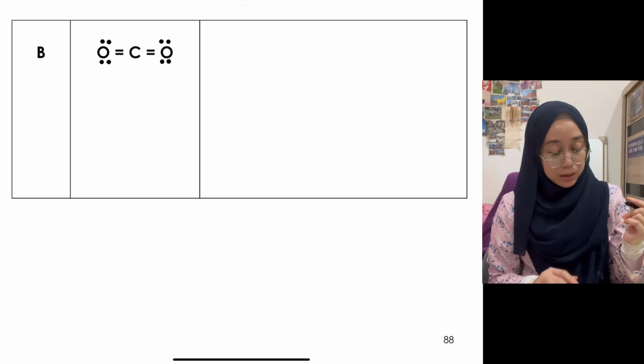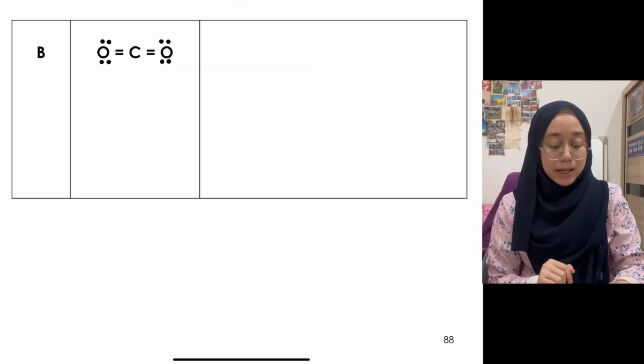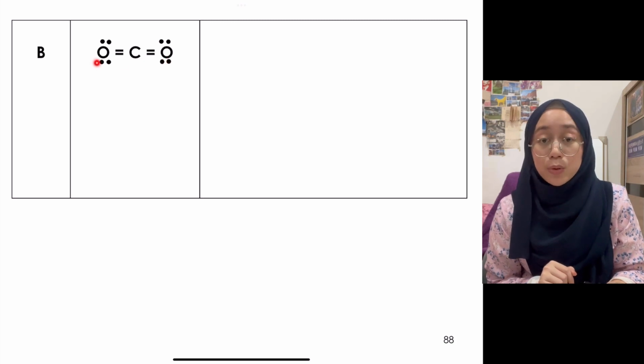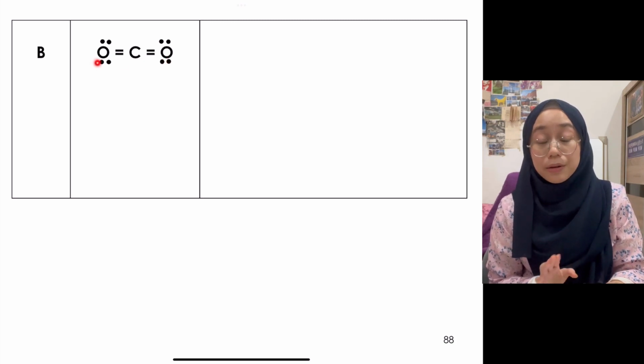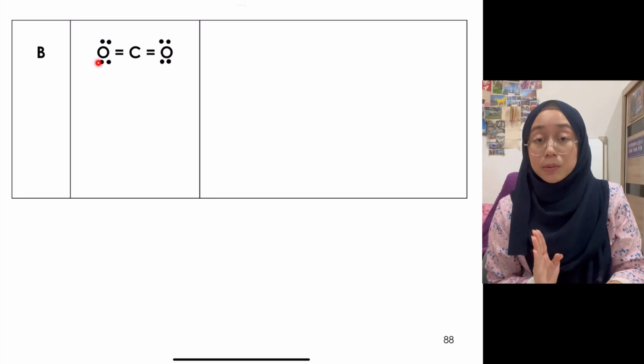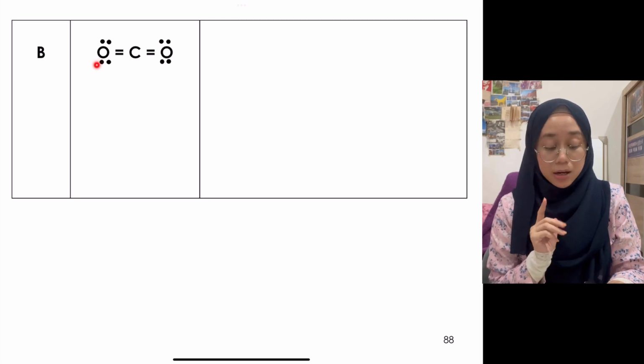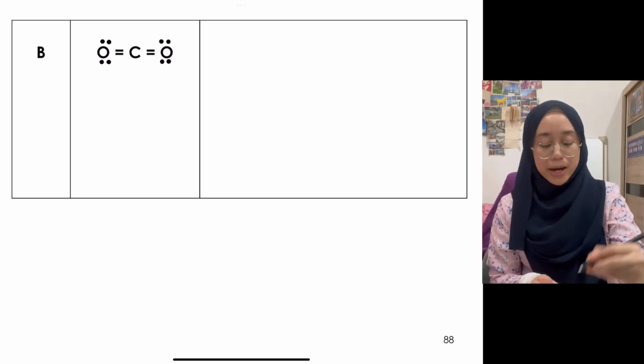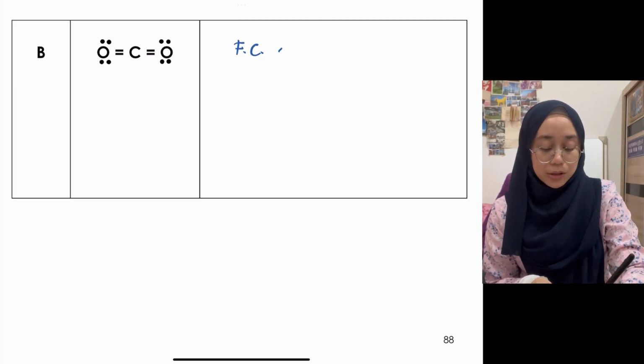What about structure B? Okay, structure B pula, adakah oksigen left and right ni, adakah dua-dua equal? Adakah dua-dua sama? Ada similar ataupun ada different? Yes, they are similar. Sebab masing-masing ada satu double bond, ada 2 lone pair. Okay, so perlu tak kita asing OA dengan OB? Tak perlu. Okay, so kita just kira formal charge of carbon.